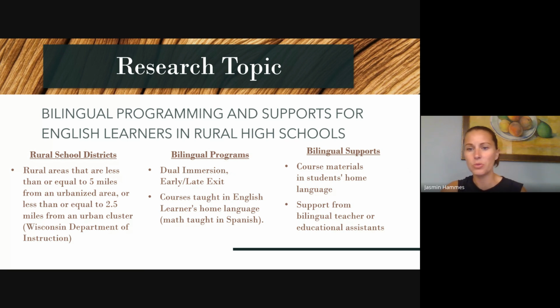The other term I'd like to discuss is bilingual supports. These are materials or support systems provided to English learners as they take courses taught in English. For example, a student may receive a text in English, but then also the same text in that student's home language to help with the vocabulary understanding and development. Another type of bilingual support is receiving assistance from a bilingual educator or an educational assistant that speaks that student's home language.